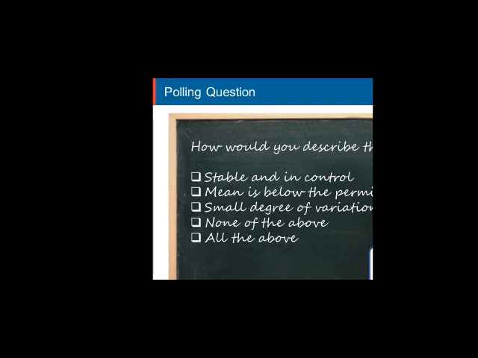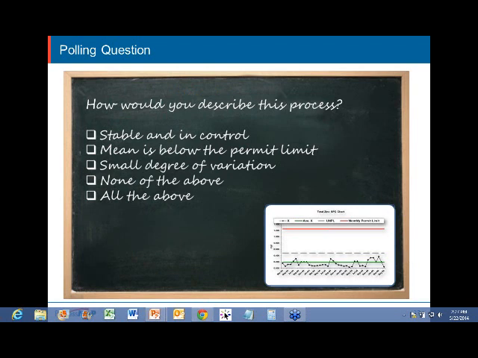All right, we're going to go ahead and close out the polling question and show the results here. 11% of you said that it is stable and in control. That is a correct statement. 17% said the mean is below the permit limit. That is also correct. 17% said there's a small degree of variation. That is also correct. I'm happy to see that nobody picked none of the above. But the correct answer is all the above. All those things are true that we said about that process. So very good. All right, let's take a look at the next chart.